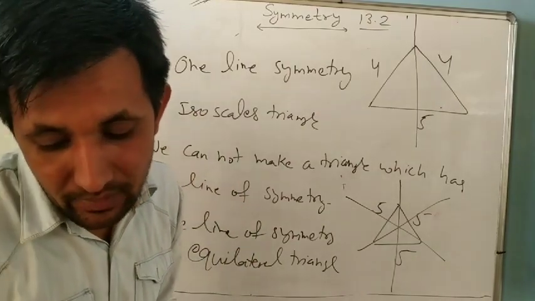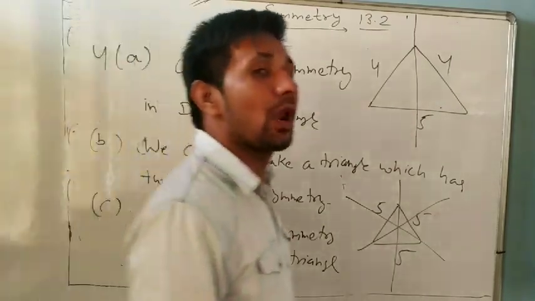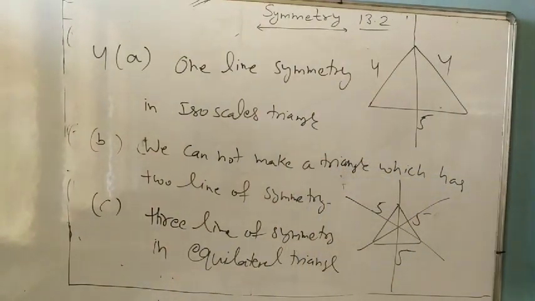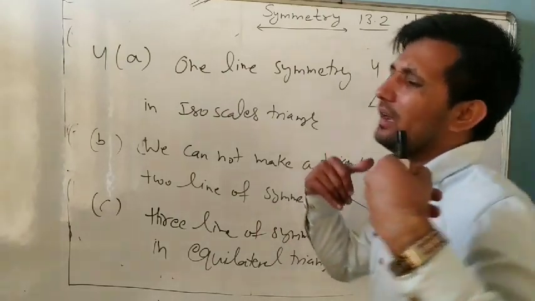Next is no line of symmetry. No line of symmetry in which figure? In a scalene triangle. Understand? I hope you understand it. It is a very easy exercise, but it is time taking.